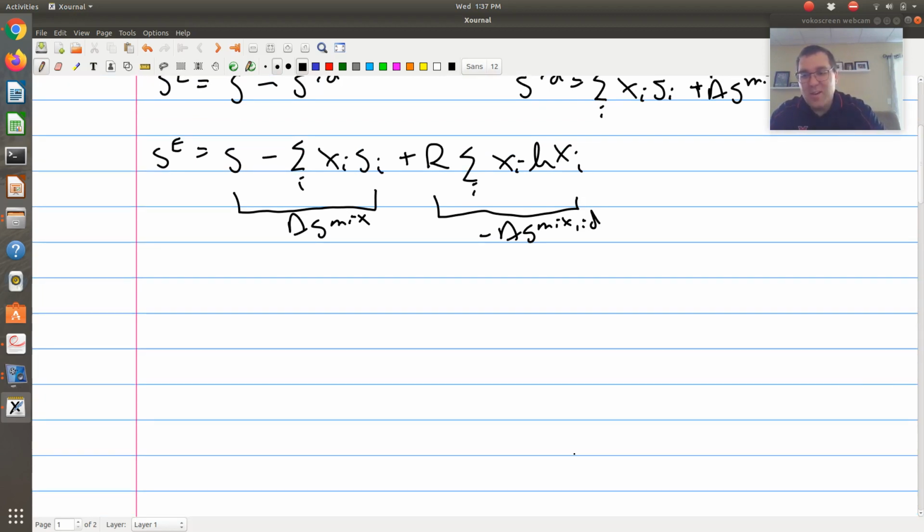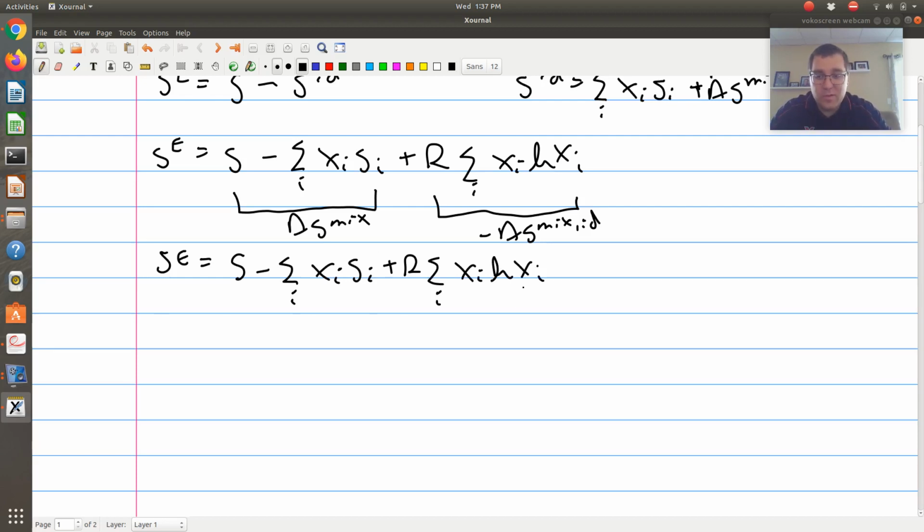Okay, so if I continue on, S^E again is going to be equal to S minus sum over i, x_i S_i plus R sum over i, x_i log x_i. Okay, so here's my expression for S^E. Okay, next, if we wanted to get expressions for our partial molar entropy, we could go two routes. We're going to go both routes in the interest of trying to get you to learn said concepts.